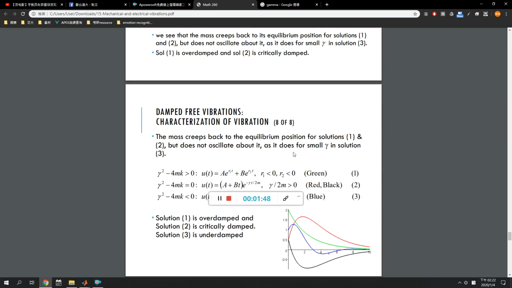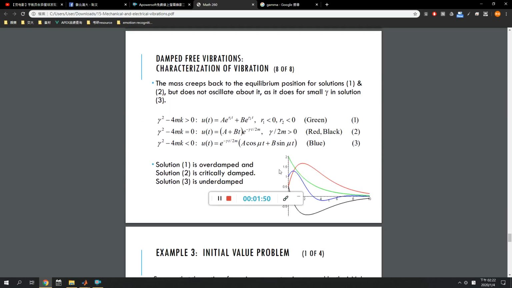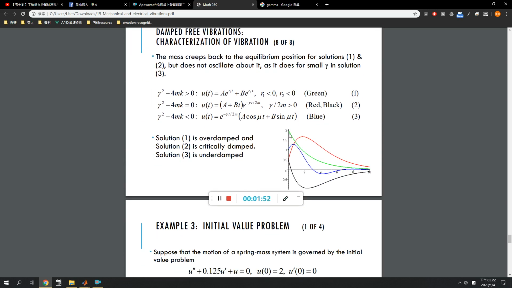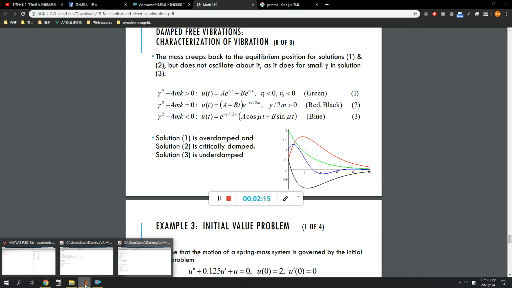This is the graph that we should have. The green one is overdamped, this one is underdamped, and this one is critically damped. Basically it depends on whether gamma squared minus 4mk is larger than, equal to, or smaller than 0. So here I did this.